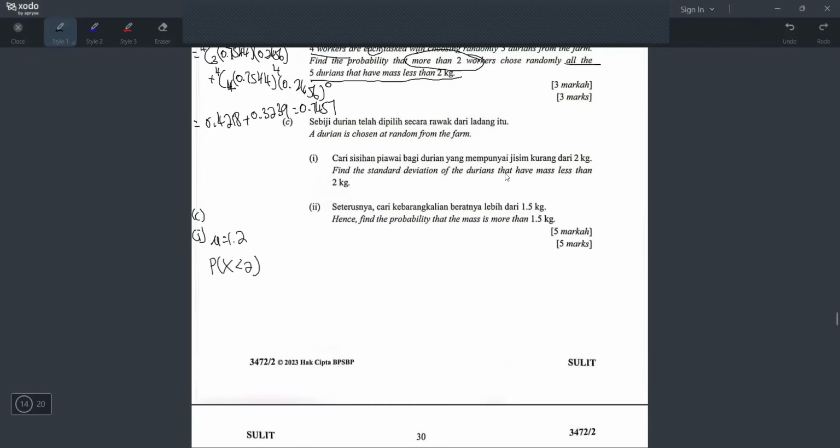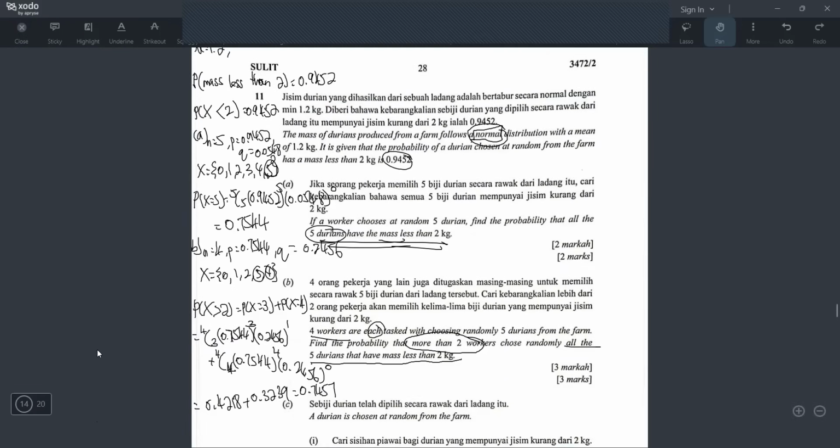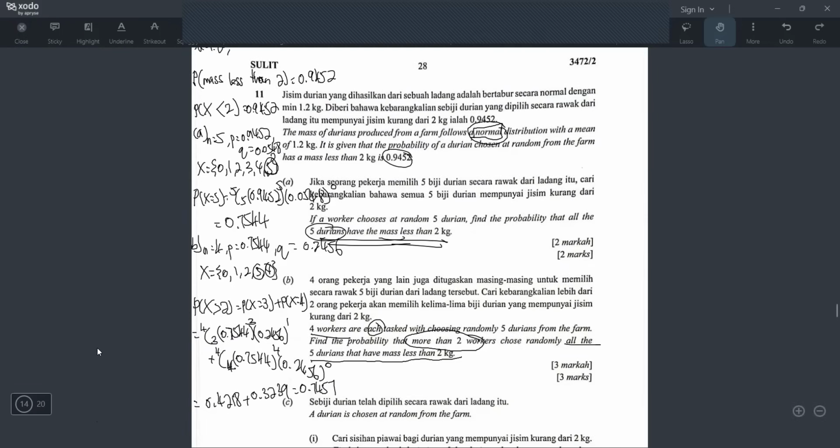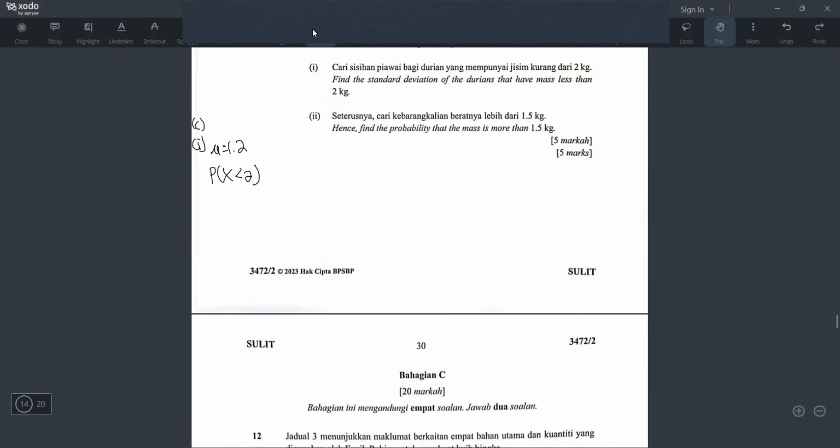That's what it means. Mass less than 2, right? And do we have the P(X less than 2) probability? Yes, which is 0.9452, right? So the 0.9452, okay, I can put it here.